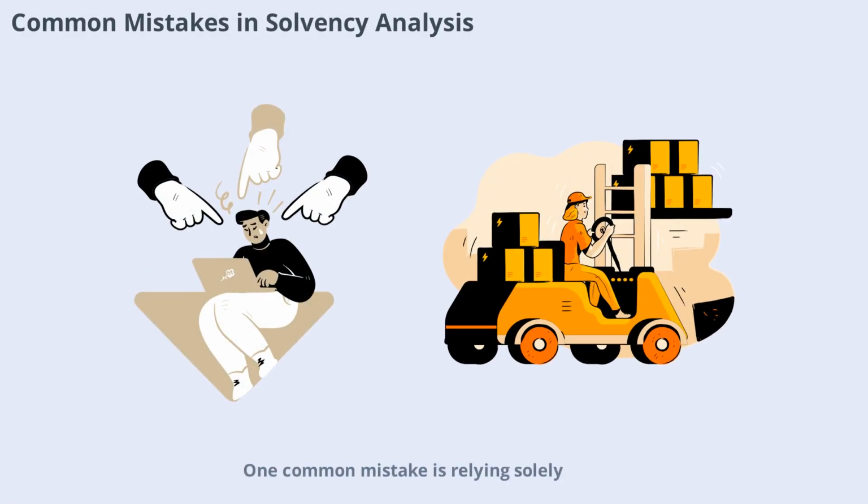One common mistake is relying solely on solvency ratios without considering other factors. It's also important to avoid comparing ratios across unrelated industries or ignoring changes in accounting policies. A balanced approach leads to more accurate and useful analysis.